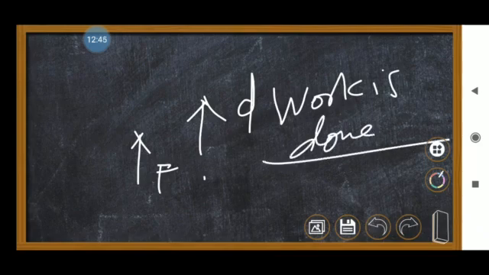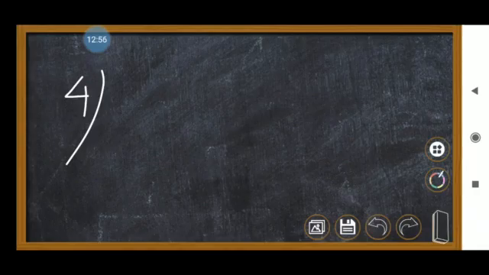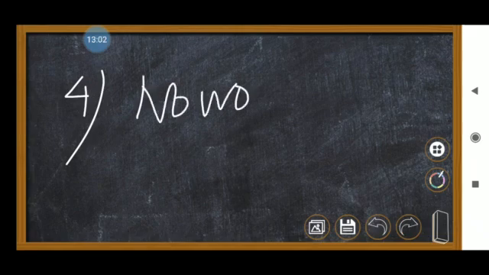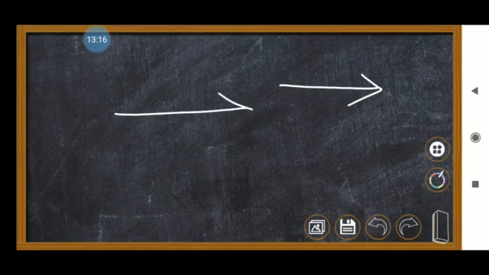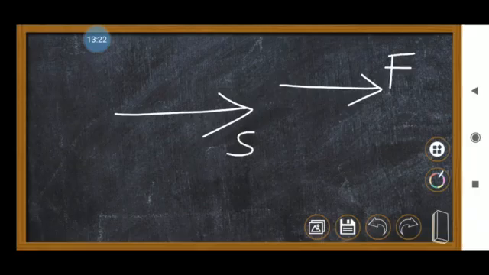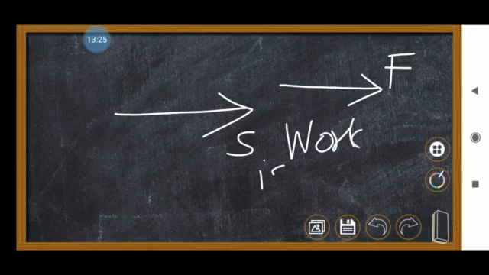Next, a green plant is carrying out photosynthesis. We cannot say which is the force and which is the displacement, so no work is done. Next, an engine is pulling a train. The engine goes in one direction and the train compartments also move in that direction. Force is applied in this direction and displacement is also in this direction, so work is done.